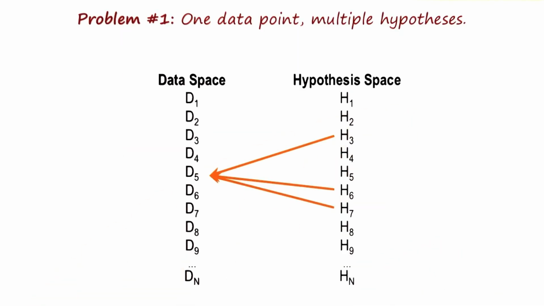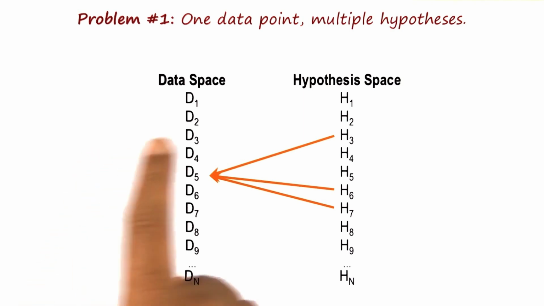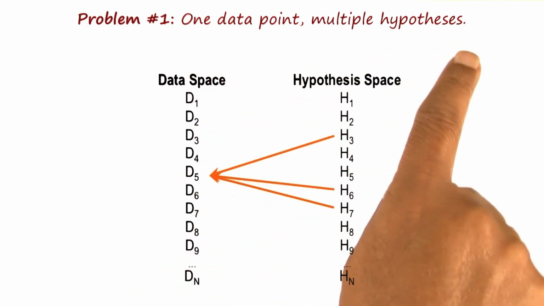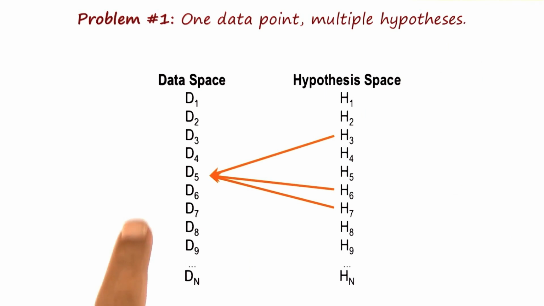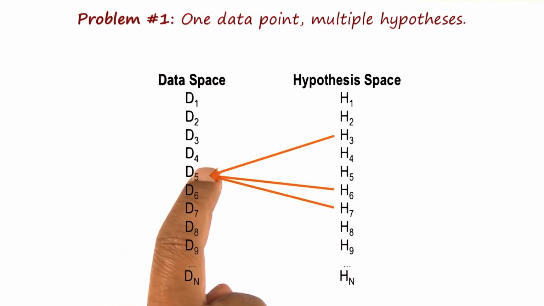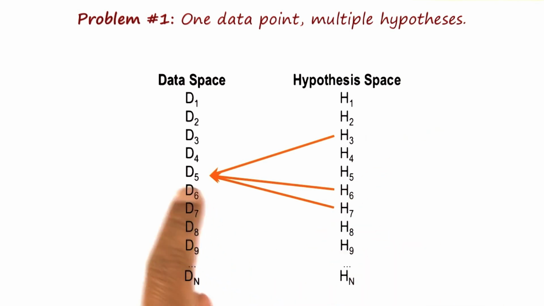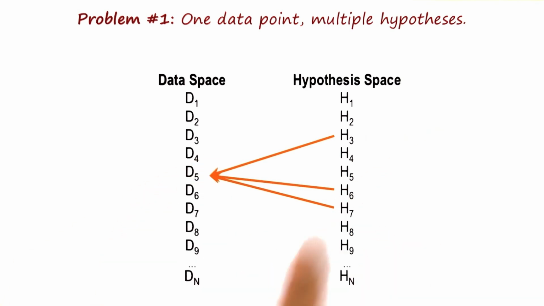Several factors conspire to make this process of classification much more complicated. This is as you would expect in AI. If it was an easy problem, it would not be part of AI. The first factor that makes this problem complicated is that one data point might be explained by multiple hypotheses. So I go to the doctor with high fever, D5 here, and several hypotheses about different diseases might explain my high fever. Which of these hypotheses then is true?